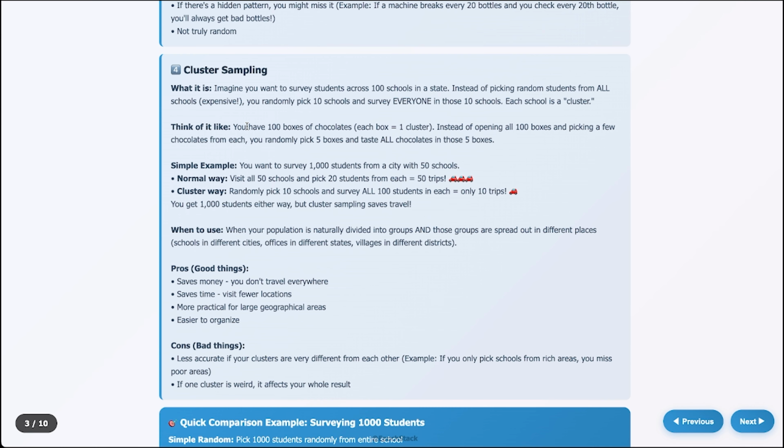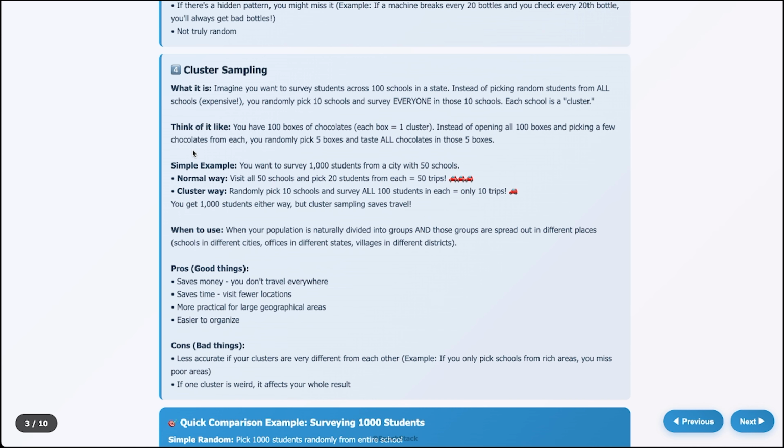Let me give you another example. For example, you have 100 boxes of chocolates. In order to survey those 100 boxes, instead of opening all 100 boxes and picking a few random chocolates from each box, you will randomly pick 5 boxes and taste all the chocolates in those 5 boxes. So this is called cluster sampling.